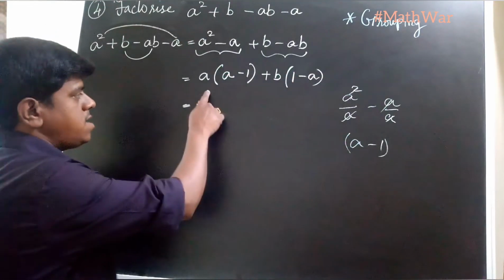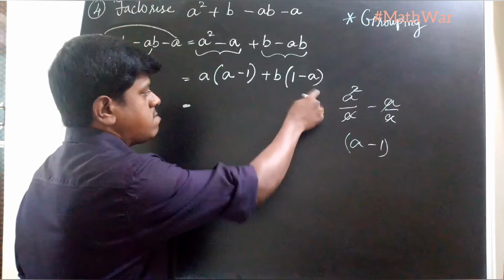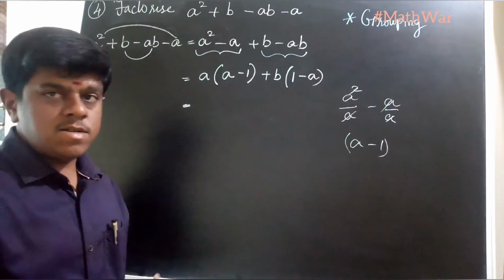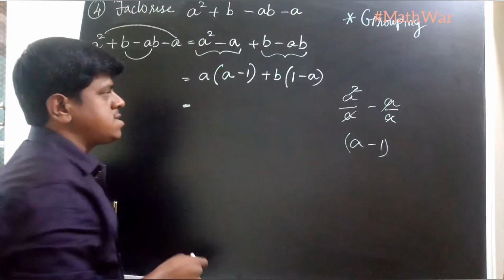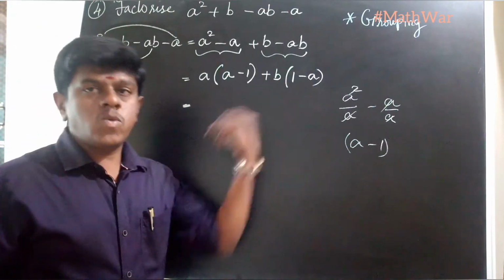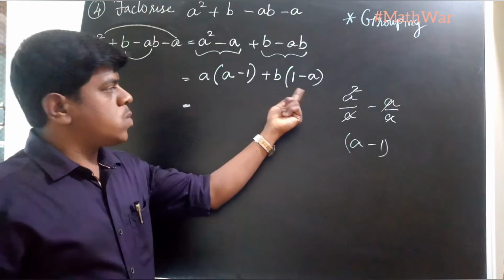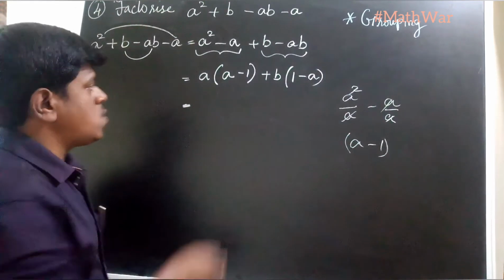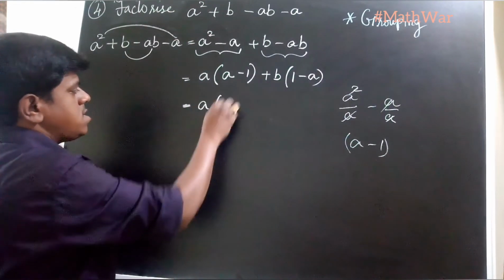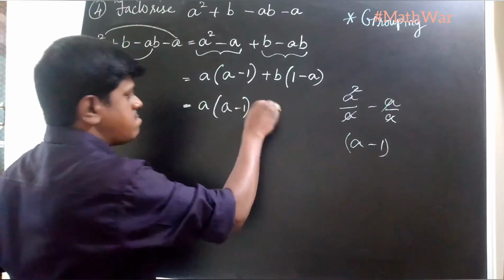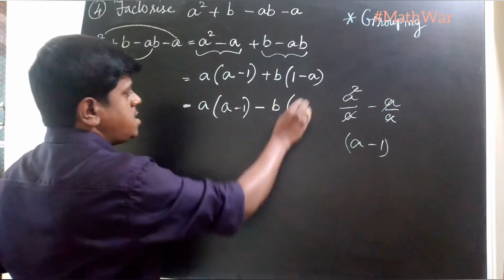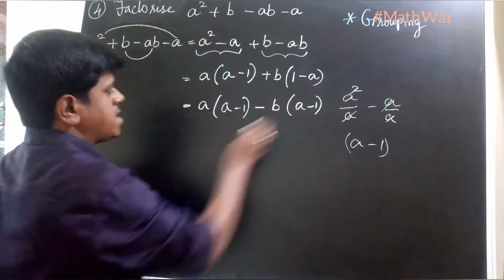Now a into a minus 1 plus b into 1 minus a. We don't have any other terms common, and you can see like the last sum, a minus 1, 1 minus a is there. So from here we can take out one negative value outside. So this 1 minus a will become a minus 1. So a into a minus 1, directly I am doing it here. 1 minus a, by taking the minus sign outside, minus b into a minus 1. Directly we can write it here.